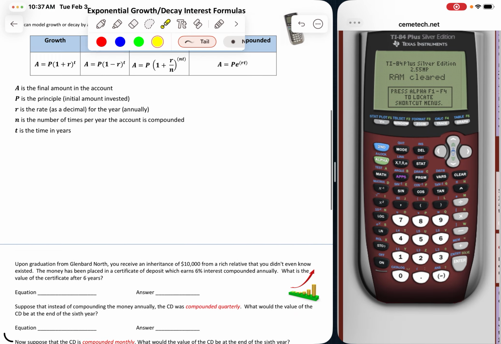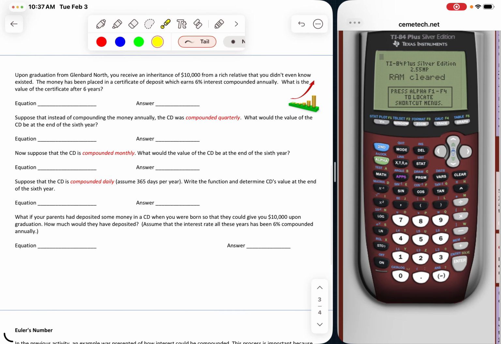Okay, let's go ahead and get started. We have 5 different problems here, and making sure we're putting them in the calculator correctly is part of this. So this says, upon graduation from Glenbard North, you receive an inheritance of $10,000 from a rich relative.